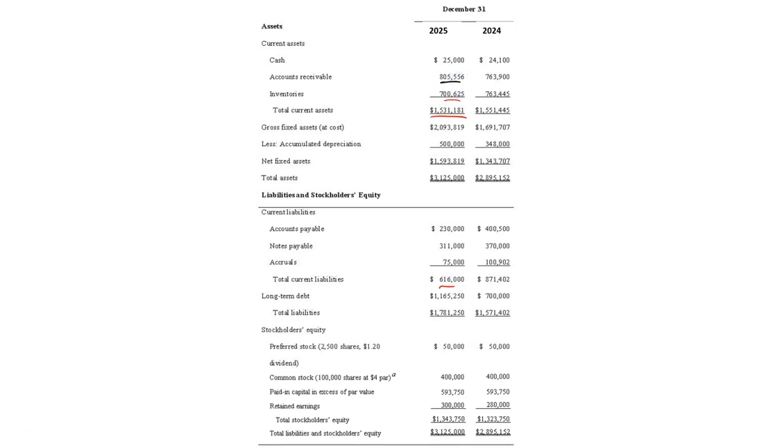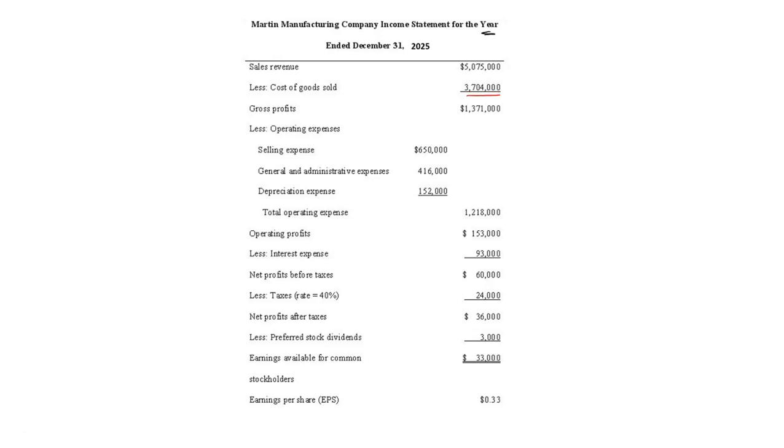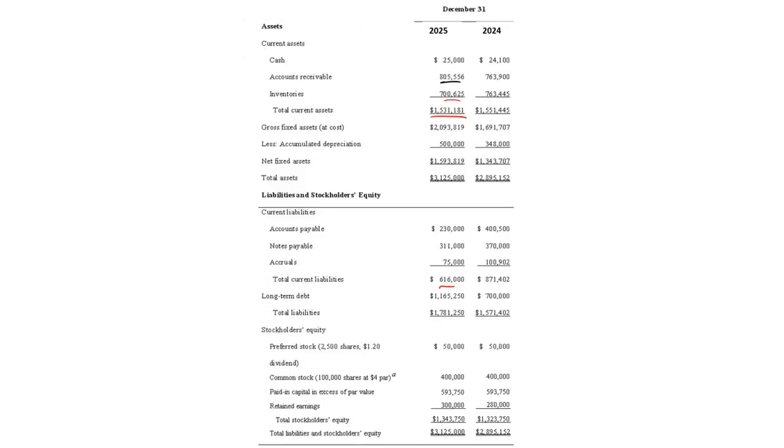805,556. And then we also need to know our sales. Our sales was $5,075,000. Now we divide that by 365 because again this is annual statements. We're looking at a year here, so we have to divide by 365.